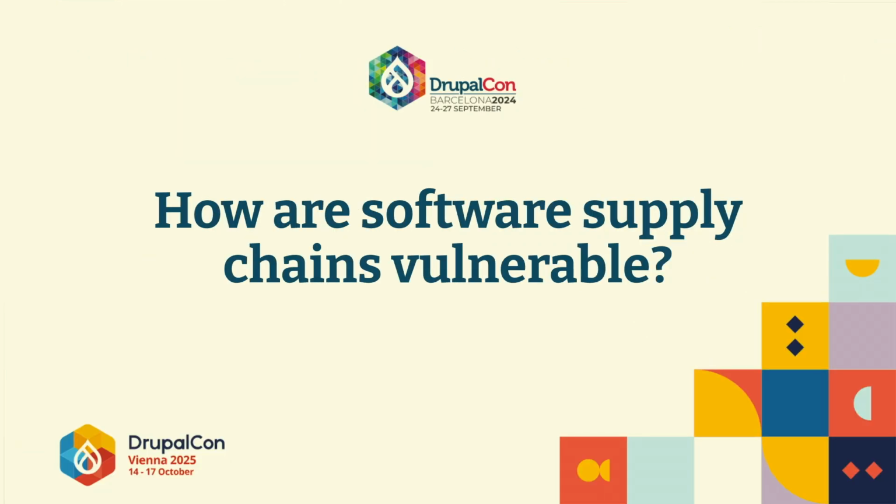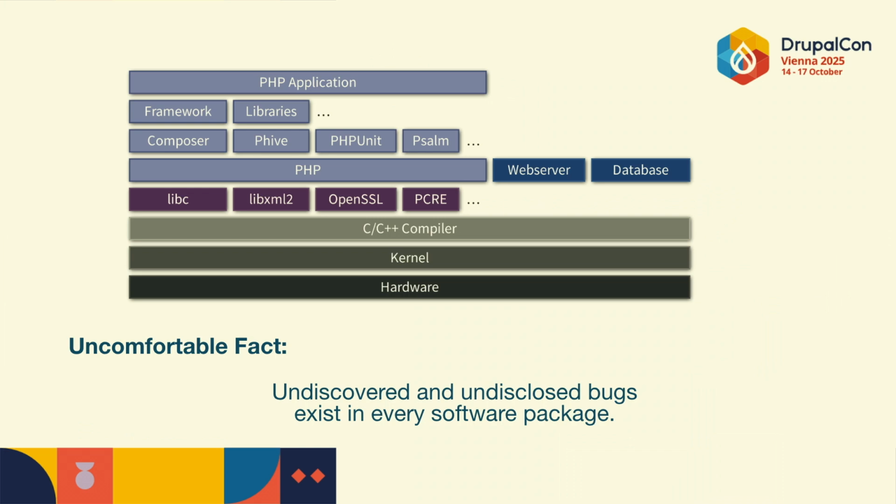So let's take a quick look at how these are vulnerable. This is another way of looking at that similar thing. It's the stack, right? The full stack that we talk about. The fact is that every single software application, every single package has bugs in it. We're finding new ones all the time. It doesn't matter how many times you audit it, something is going to come up in the future, or at the very least we have to assume that that's going to be the case.